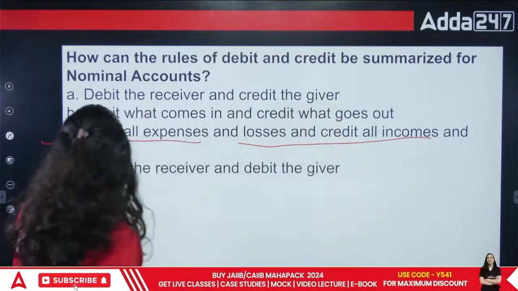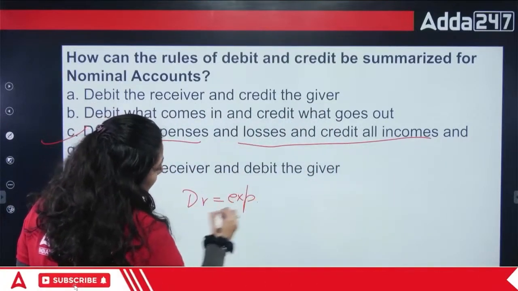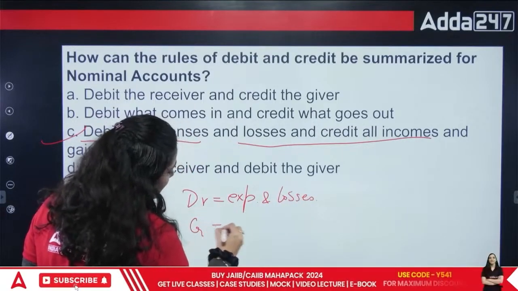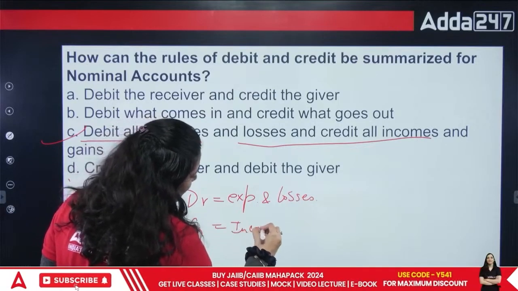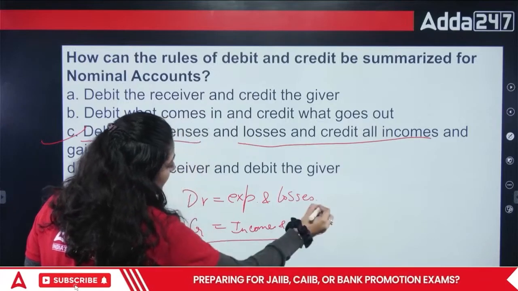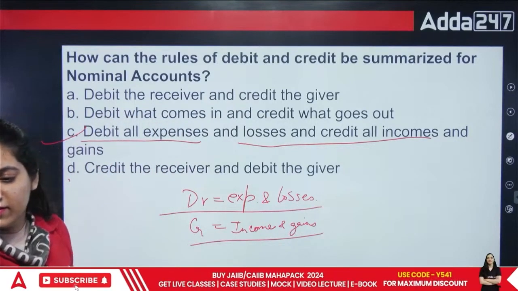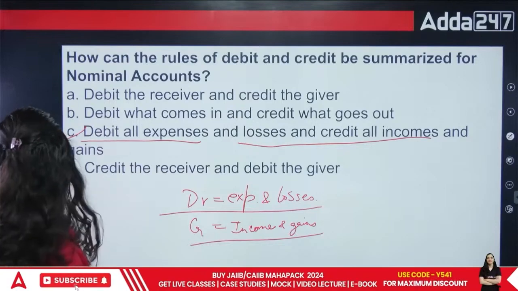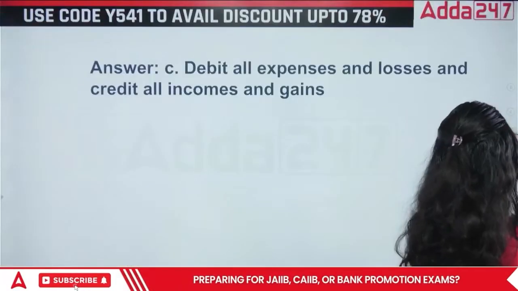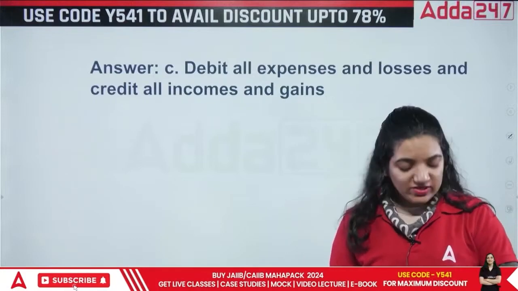Matlab, if I talk about the crux, debit side is for expenses and losses, and credit side is for incomes and gains. ठीक है? Done everyone? चलिए. Then what is the answer in this case? The answer is debit all the expenses and losses and credit all the incomes and gains.